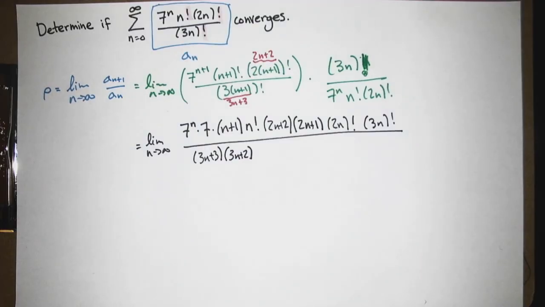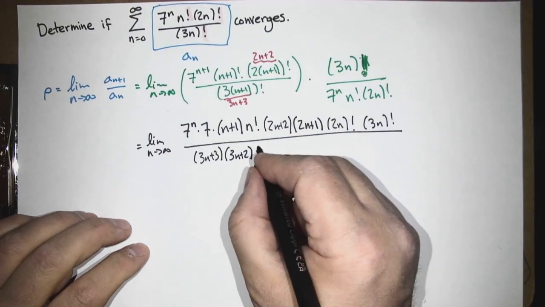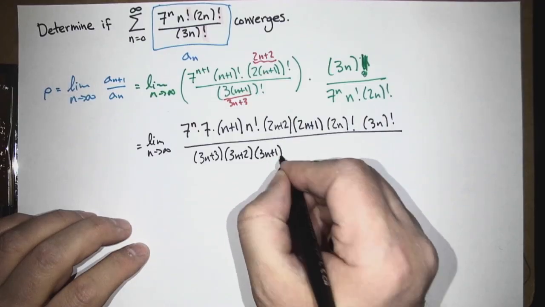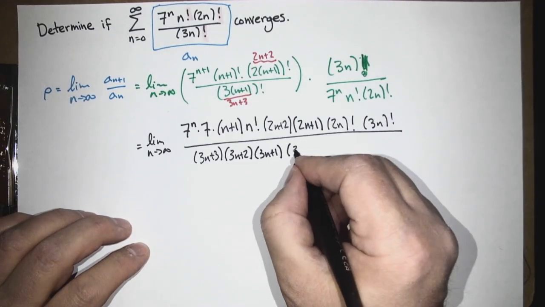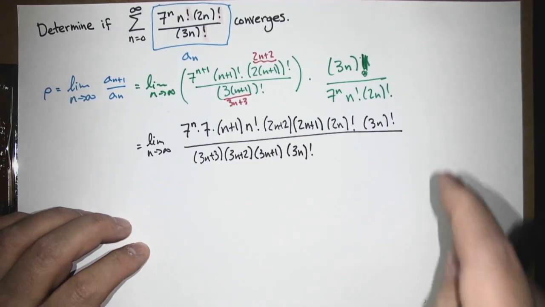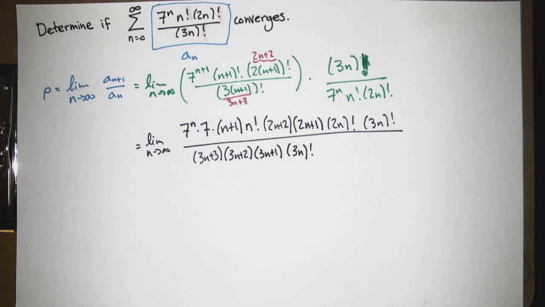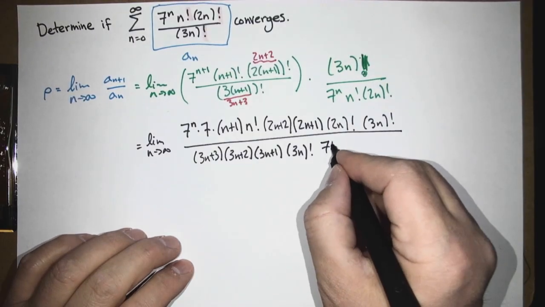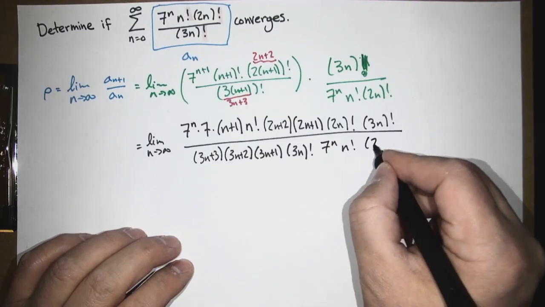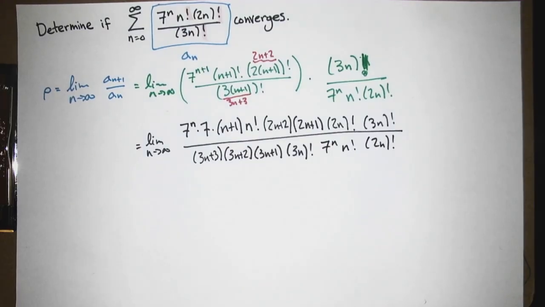We got to pull off that 3n plus 1. And then what? And then we're good to go. 3n factorial. So we rewrote that (3n plus 3) factorial by pulling off the first 3 terms. And then we had that 3n factorial in the end. And then we have our 7 to the n factorial, 2n factorial.